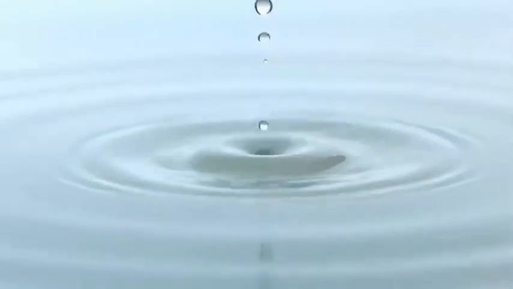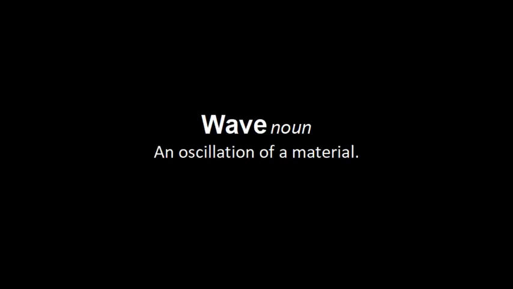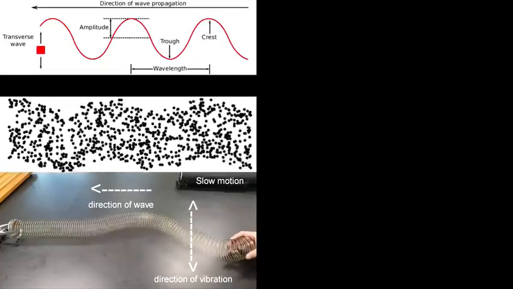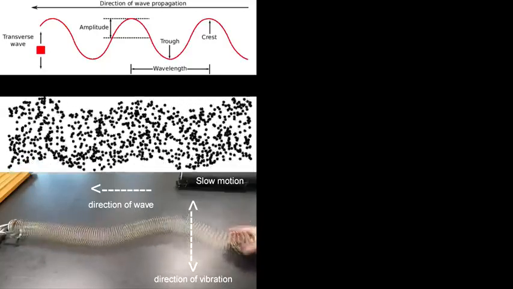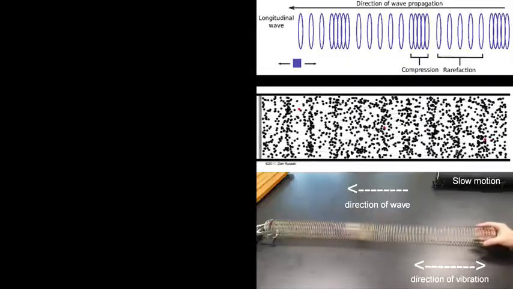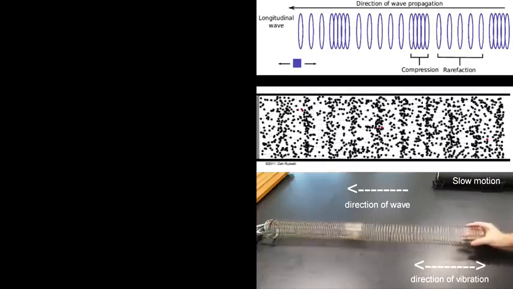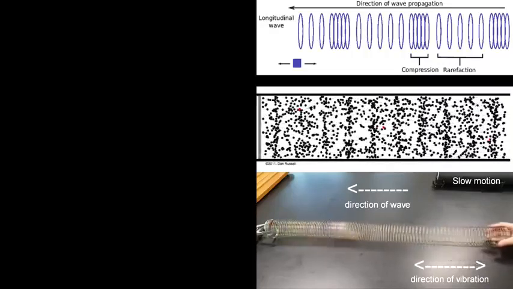A wave is not what something is. A wave is what something does. In the simplest terms, a wave is a motion or an oscillation of a material. In a transverse wave, the material is oscillating perpendicular to the direction of wave propagation, creating crests and troughs. In a longitudinal wave, the material is oscillating parallel to the direction of wave propagation, creating compressions, which are areas of increased density, and rarefactions, which are areas of decreased density. A sound wave is an example of a longitudinal wave.